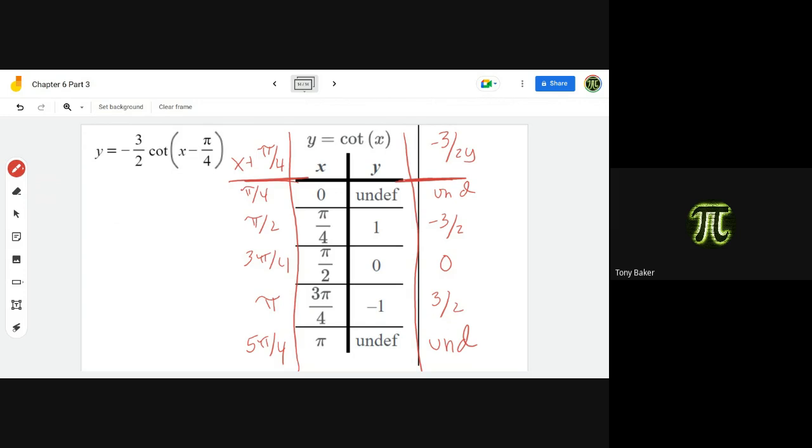Okay? And then we just graph those points, which I think at this point you can do. So I'm not going to do those, but that's how you find them.